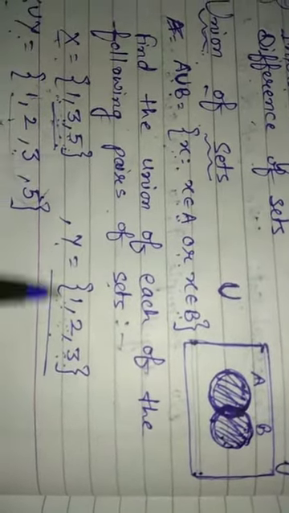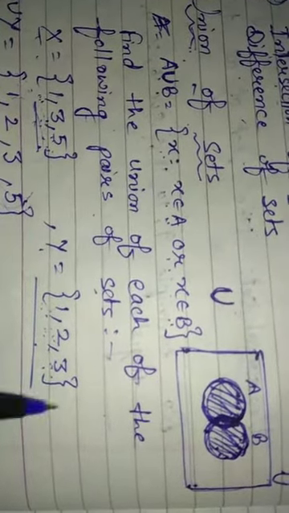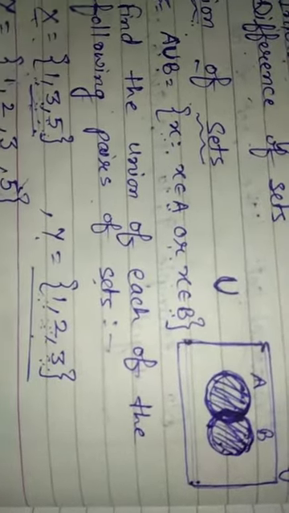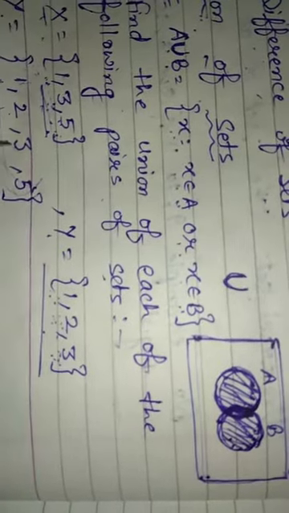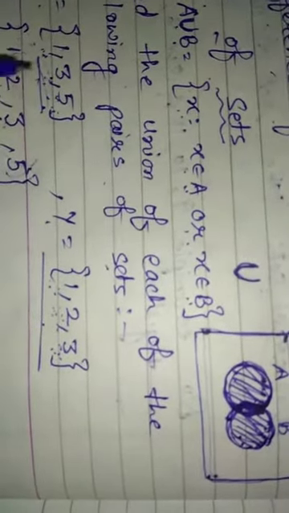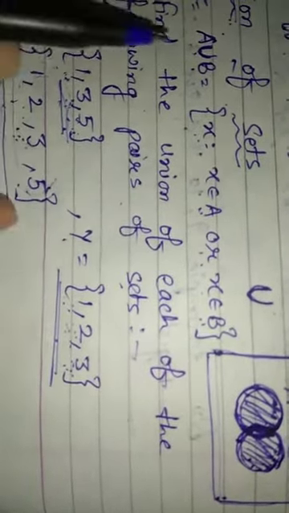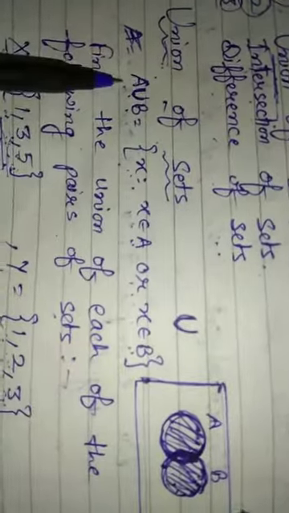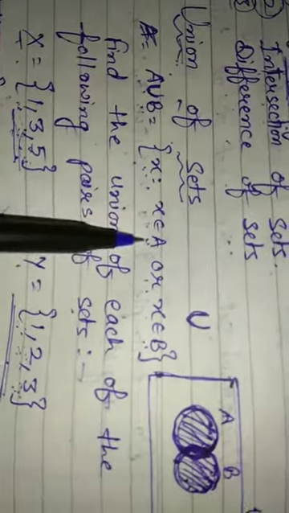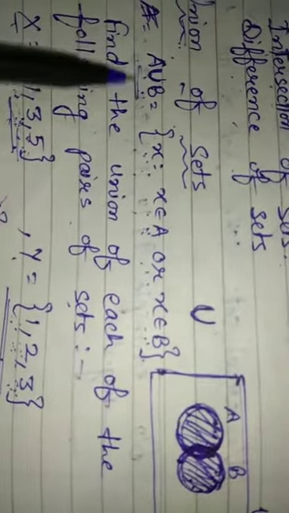What is union? Union is a set. X union Y is the set in which all the elements of X or Y will come. Here we have 1, 3, 5; here 1, 2, 3. So I am taking 1, 2, 3. 3 is in both, so I am taking it one time, and then 5. So X union Y is 1, 2, 3, 5. All the elements of X and Y are in this, and each element comes one time. In set builder form, A union B is equal to the set of x such that x belongs to A or x belongs to B. If x belongs to A or x belongs to B, then it will come in the union.